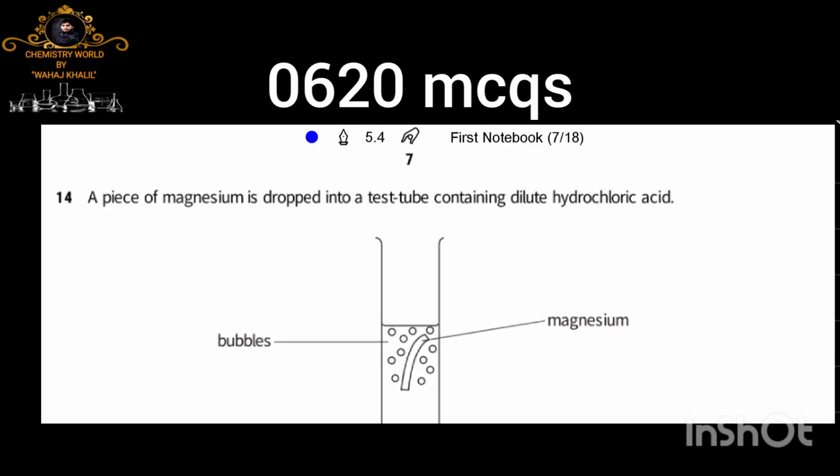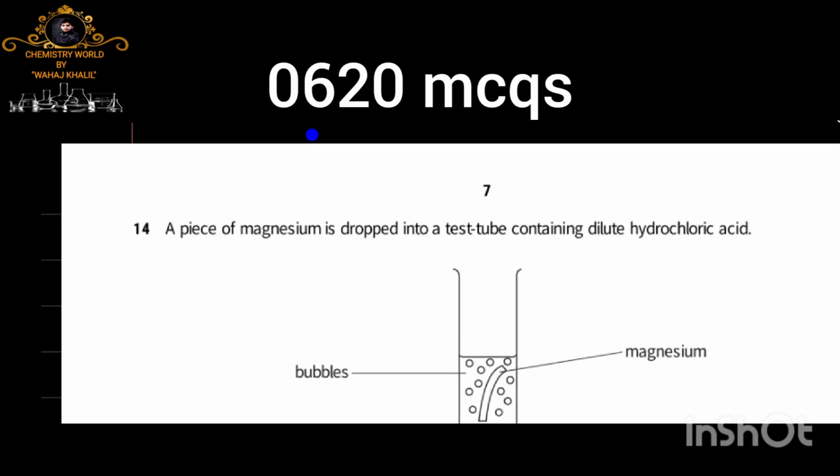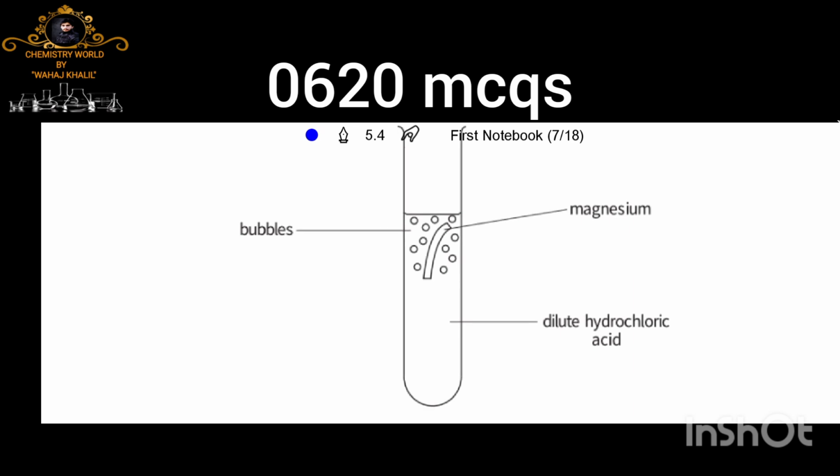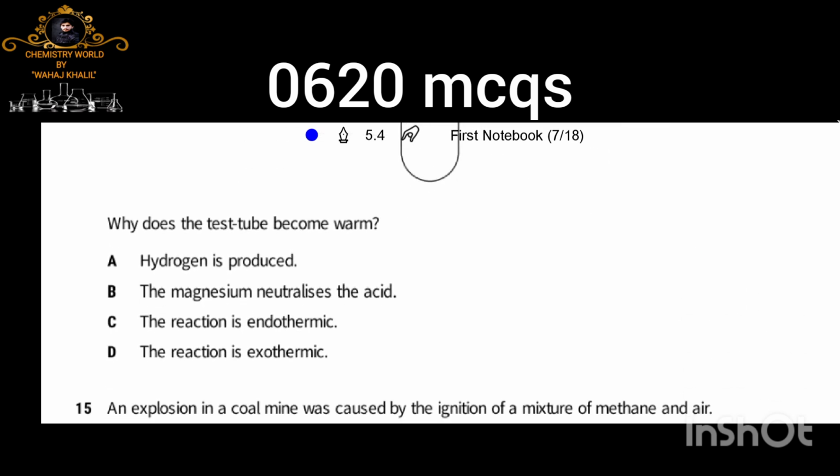Now the MCQ number 14. A piece of magnesium is dropped into a test tube containing dilute hydrochloric acid, and bubbles are produced. So why does the test tube become warm? Hydrogen is produced. The magnesium neutralizes the acid. The reaction is endothermic, or the reaction is exothermic. As we know, endothermic means the reaction which needs heat, and exothermic means the reaction which gives out heat. So the test tube is warm because the reaction gives out heat. So it is an exothermic reaction. Option D is the correct one.